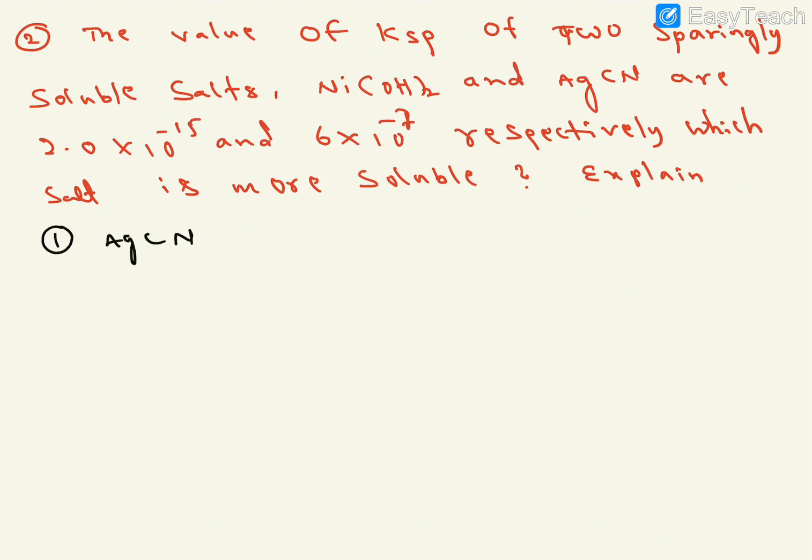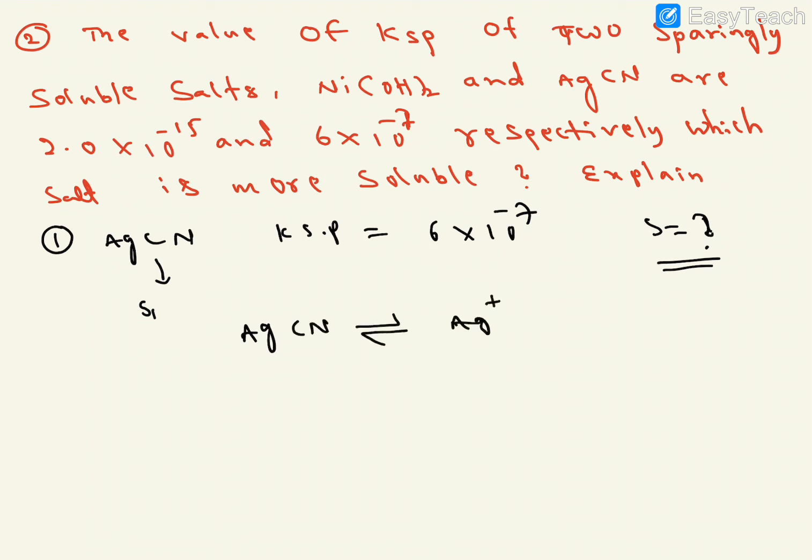First, take the salt AgCN. Here the Ksp is equal to 6 into 10 to the power of minus 7. Which is more soluble? We have to find out the solubility. Imagine this salt as S1, with the solubility product of S1. AgCN dissociates into Ag plus ion and CN minus ion.